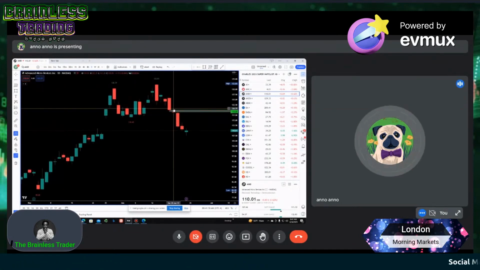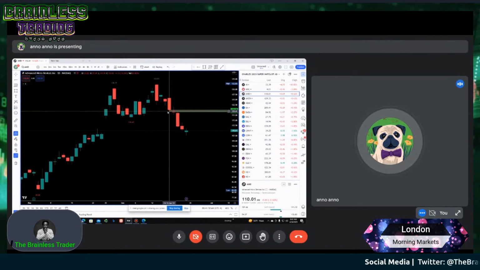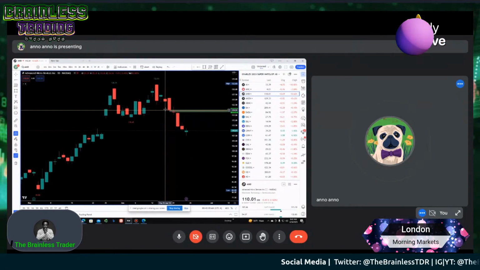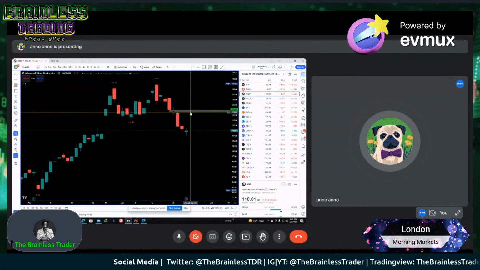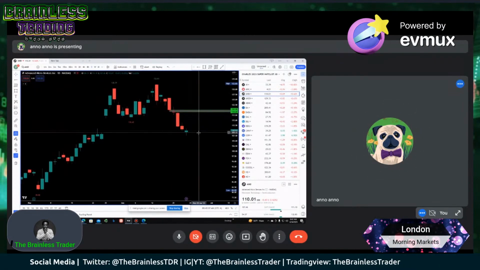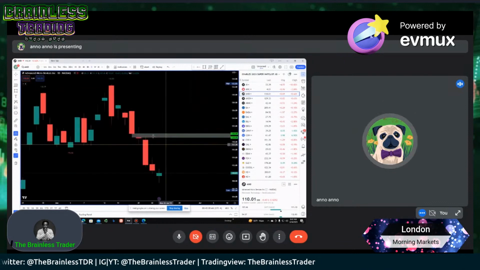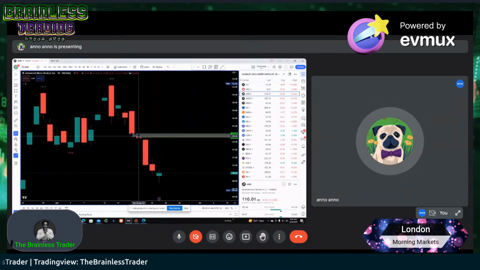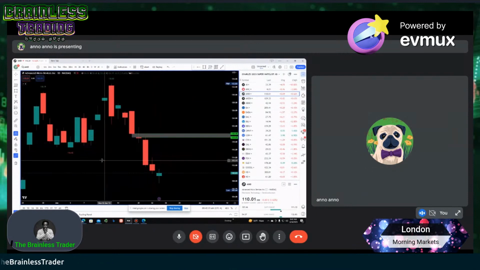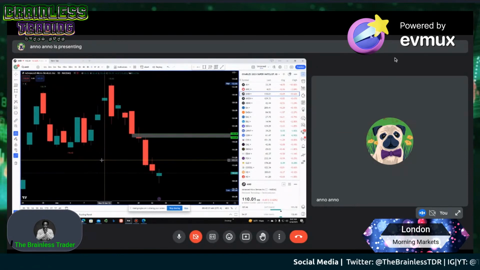You see right here, on this day, this is a vacuum. Well, what's it called? Vacuum block, right? So this has to be filled, right? This right here has to be filled, right? Was it filled or no? It has to be filled. Is that a vacuum block or is that a volume imbalance? I thought that was a volume imbalance.